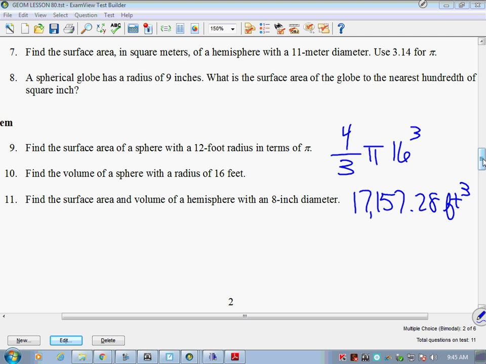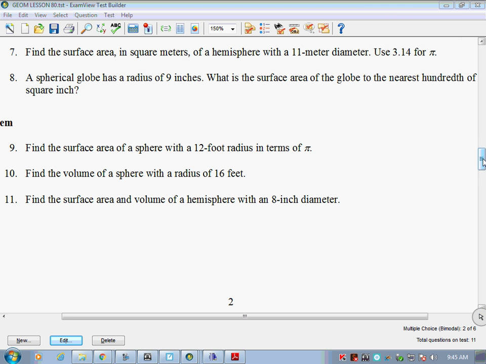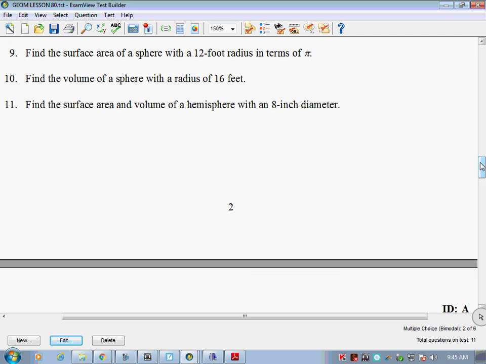If you're working with relatively small numbers like 1, 2, 3, even 10s, 12s, the difference is small, but where you start to get to hundreds or thousands, the difference between pi and 3.14 gets a lot bigger. Okay. 11, find the surface area and volume of a hemisphere with an 8-inch diameter. So the first thing we need to do is what? So we have a 4-inch radius.